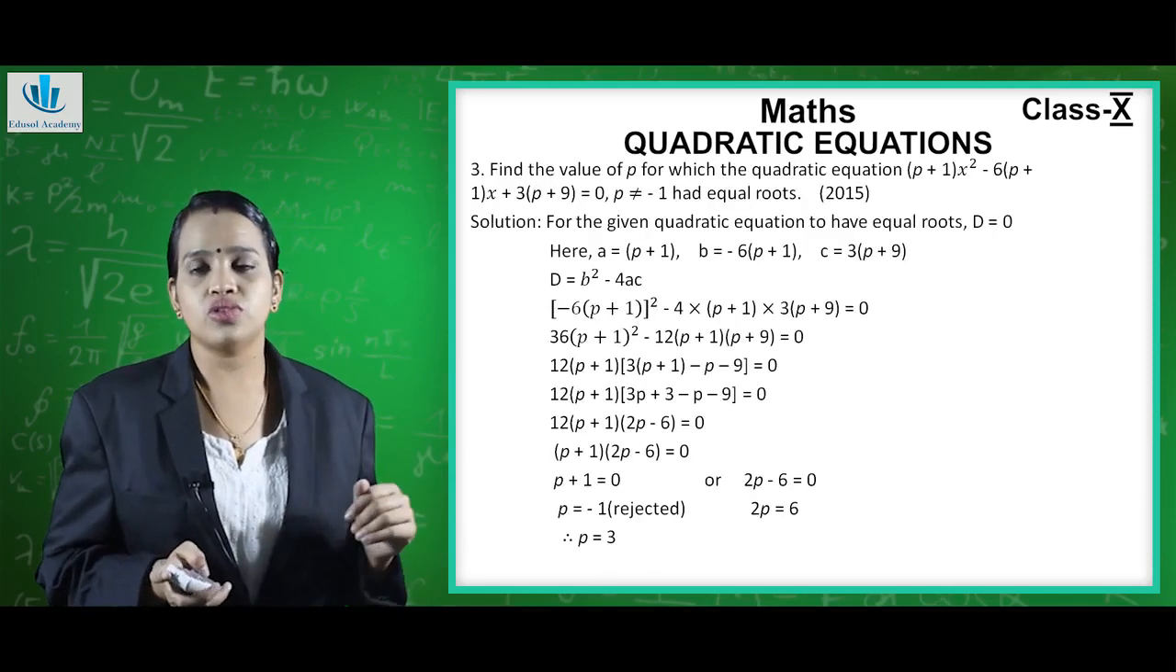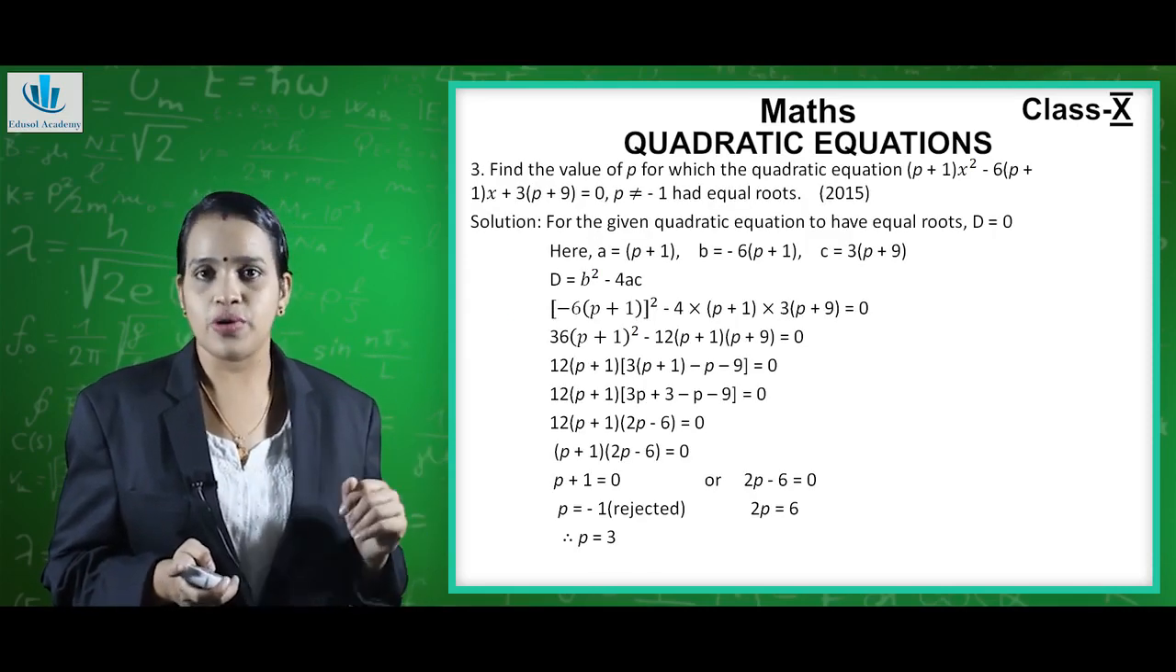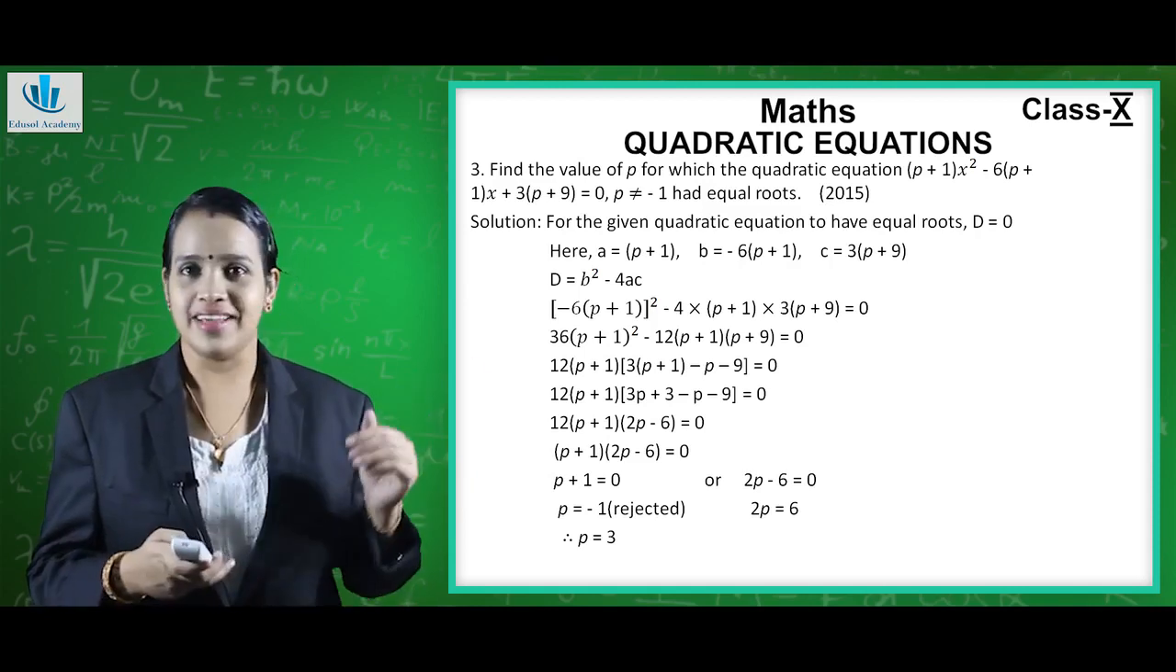So what are the two roots over here? The two roots are 1 upon 2 and 1 upon 2. Now we'll see the next question.